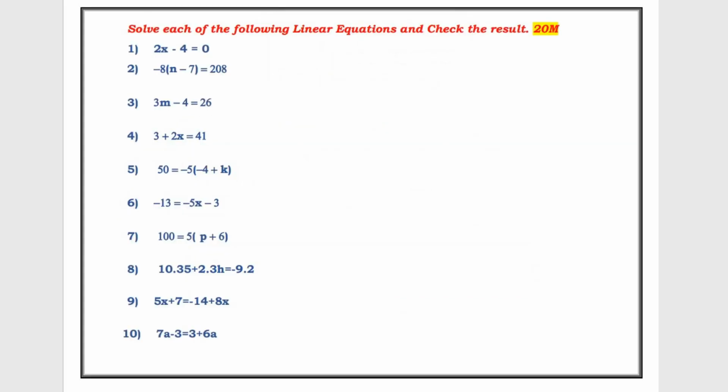Here is your question paper. Solve each of the following linear equations and check the result. Here I gave 10 problems where you can see linear equations in one variable, one step equations, two step equations, variable on both sides. All these topics we have already covered. So 10 problems are given here. Each carries 2 marks, so you can see 20 marks mentioned there.